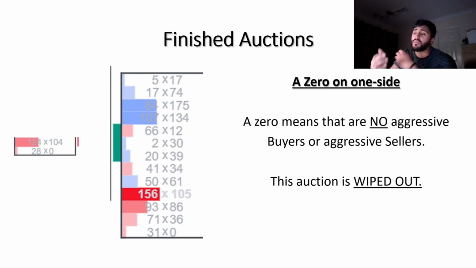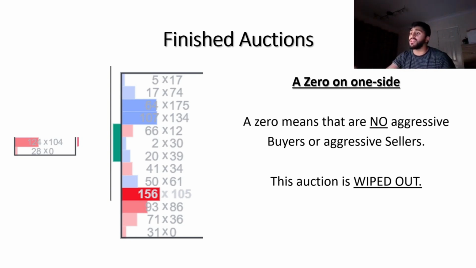This will become very important later on in the series when we start looking at absorption, at exhaustion, when we start understanding potential lower time frame reversals, when to enter, when to exit. These things become very important, and finished auctions come in line with the delta and the volume, and we will get into that later on in the series. But for basic knowledge at this point, a zero on one side means that there's no aggressive buyers or aggressive sellers. The auction is wiped out.